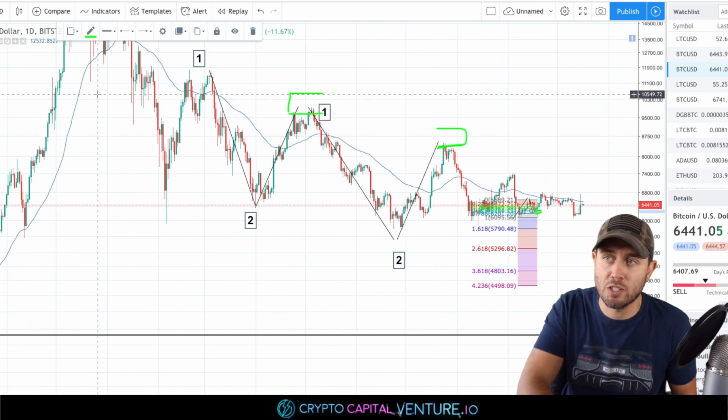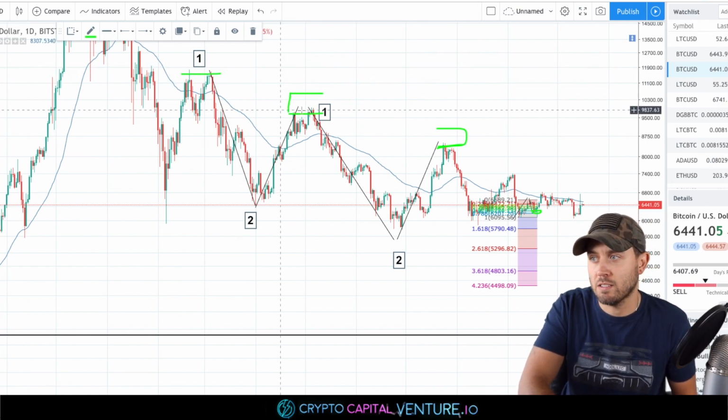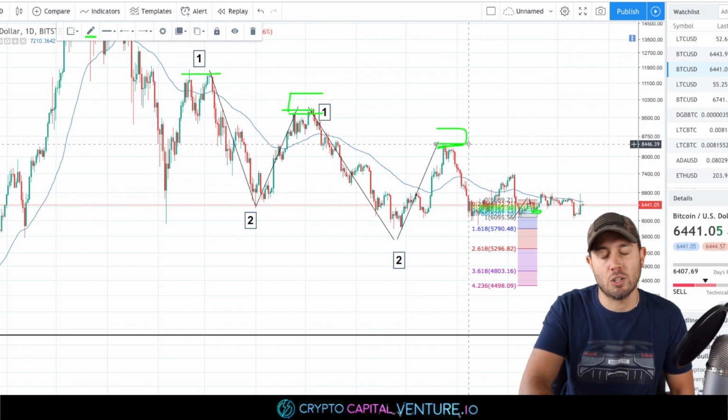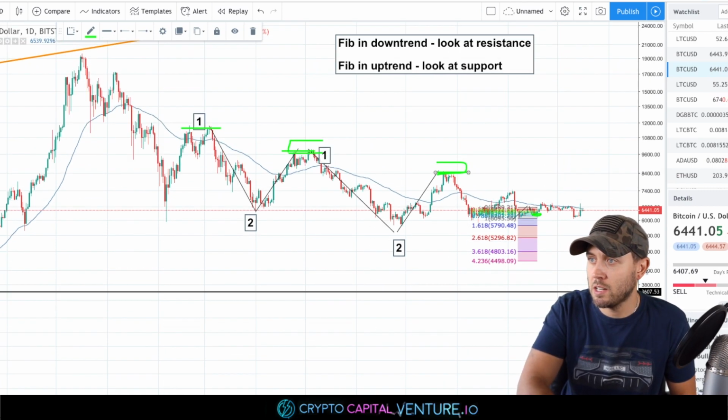And the really nice picture, in terms of what we're looking at here, is lower highs. That's really what we're looking at in terms of that resistance at the 618. So that's something I wanted to point out.